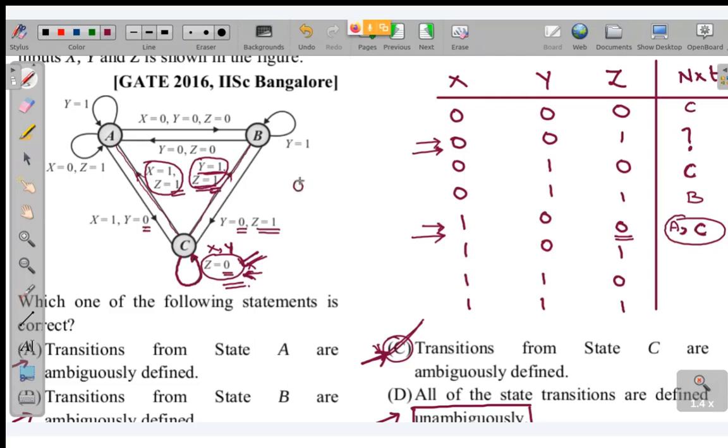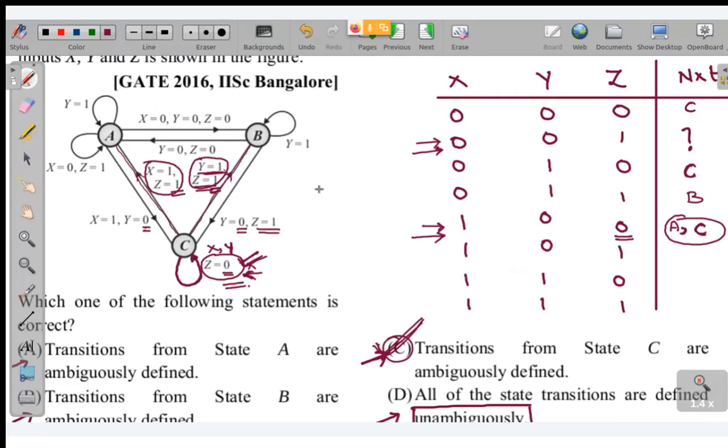So whenever we have drawn a state diagram, like from 0 to 1, 1 to 2, okay, we haven't drawn a state diagram like this from 2 to 3 and 2 to 5. So this is ambiguous. From 2 it will either go to 3 or to 5. It cannot go to both. But here you can see for this particular input combination, it is going to C as well as it can go to A also. So that is why your C is ambiguously defined. So we are not going to check this anymore. Directly you can mark option C as your answer and you can move further.